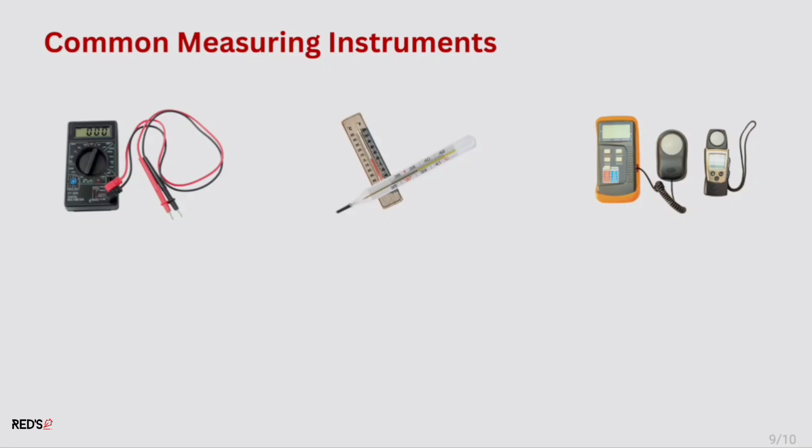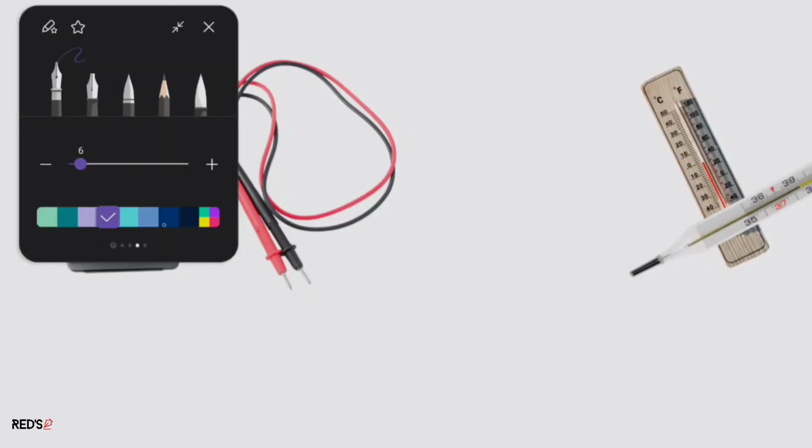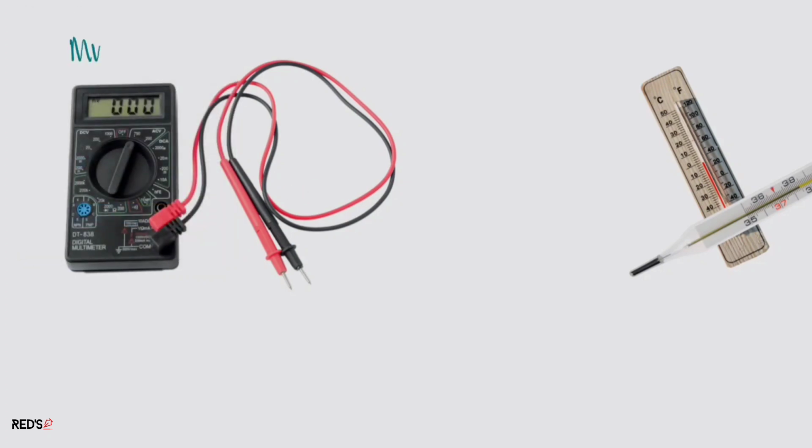So here we have another set of objects. We have here a multimeter. Does anyone know what a multimeter is? If you know, please comment down below. A multimeter measures volts, current, or perhaps even the resistance in electrical devices.